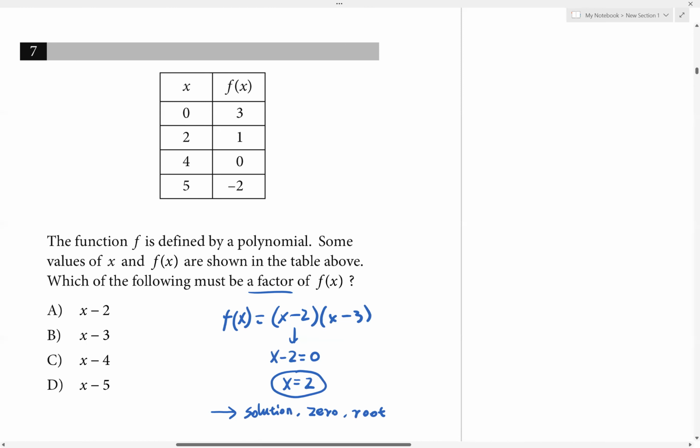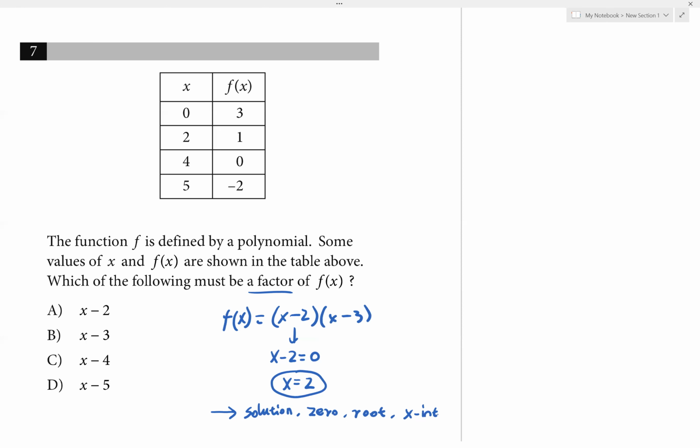What it represents is that when x equals 2, the y value is equal to 0. And graphically speaking, this point is also our x-intercept. That's where the graph goes through the x-axis. So if we're trying to figure out the factor, we have to go to the table and figure out the solutions, zeros, or roots. They're all the same thing, or the x-intercept. That's what we're looking for.